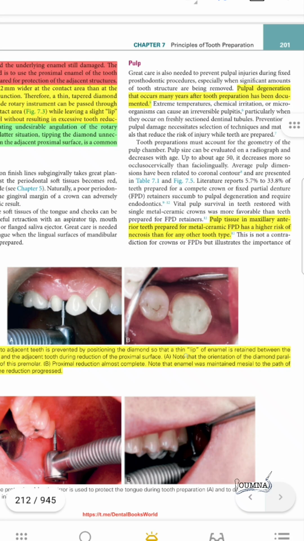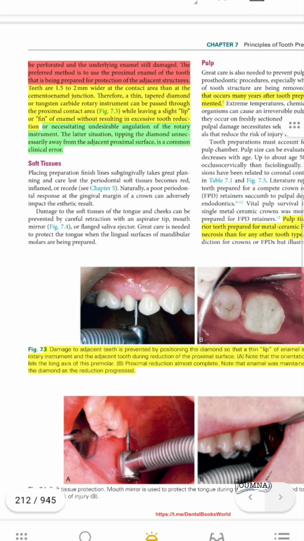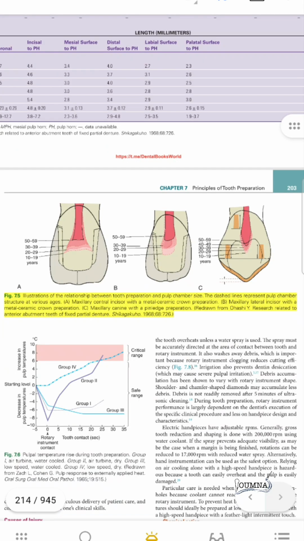In this situation, the enamel was maintained mesial to the path of the diamond as the reduction progressed. Pulpal degeneration that occurs many years after tooth preparation has been documented, especially in the maxillary anterior teeth. There is a higher risk of necrosis than for any other tooth type. Here we see the degradation of the pulp throughout the years of a prepared tooth.